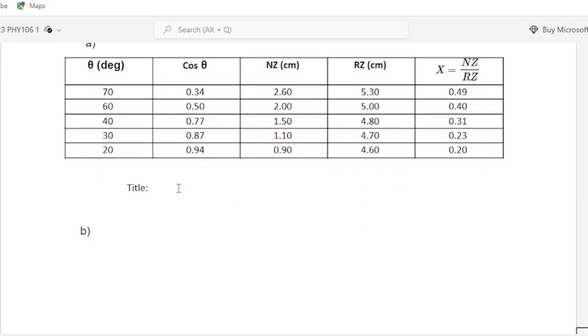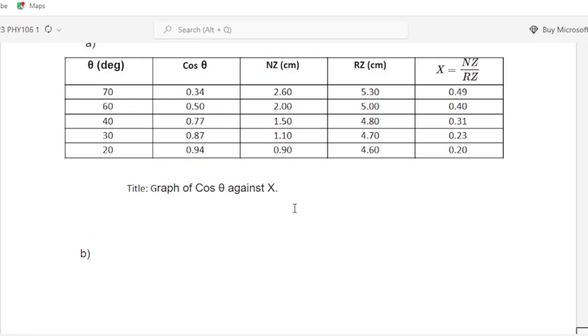So I would come here and I'll simply paste this here. All right, so that's my title. Title is a graph of cos theta against x. So that's how to get your title. It's as easy as that. So just the heading of what you asked to plot. That's my title.